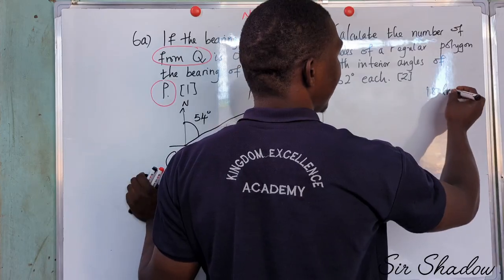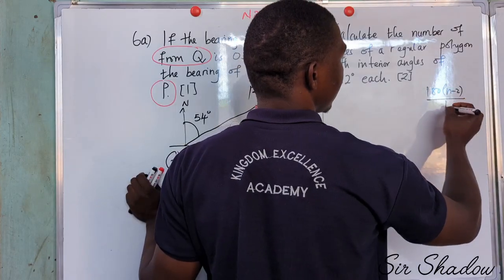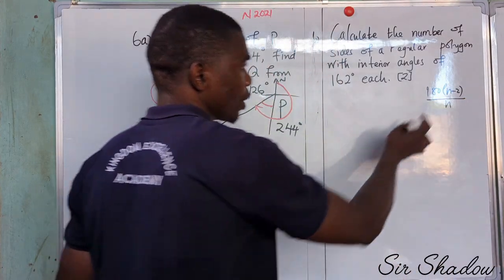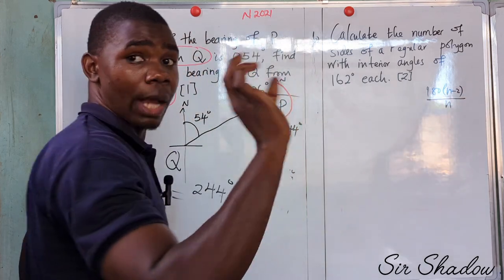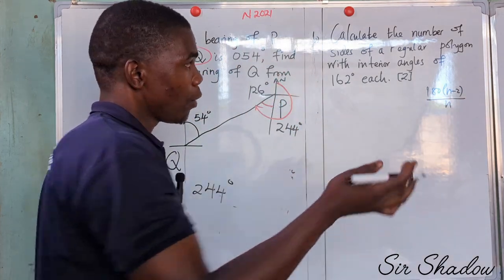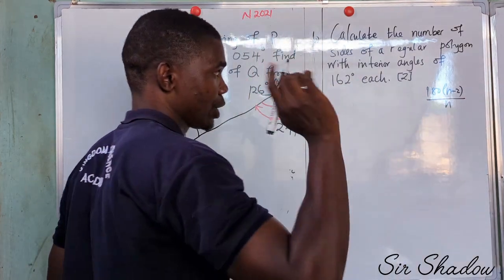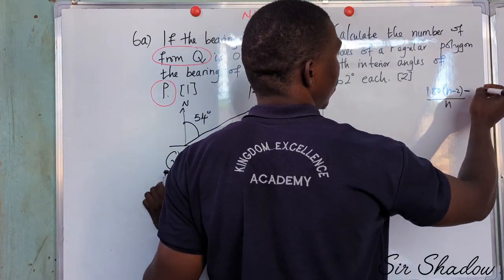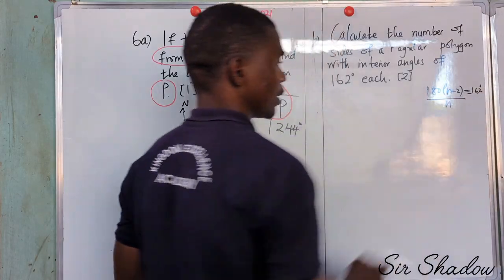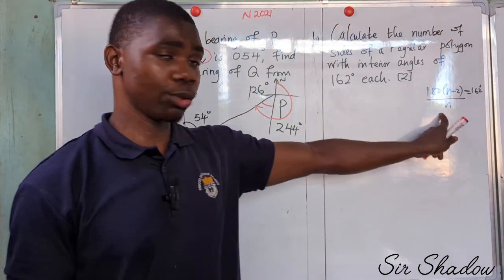180 multiplied by n minus 2 over n. The top part is the sum of interior angles. By dividing by n we are finding the size of each, which is equal to 162 degrees. You then find n.